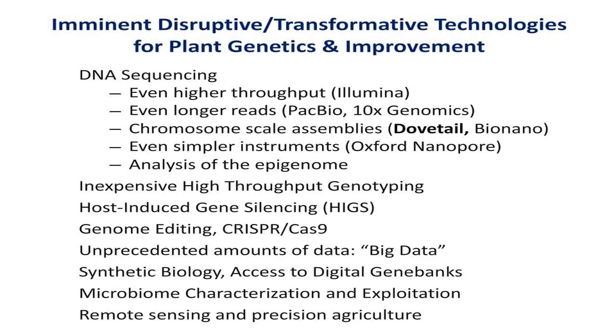We're getting even simpler instruments like the Oxford Nanopore. And that's opening up the ability to look at epigenomics, which up to this point we've been somewhat ignoring because we didn't really have the technology to be able to analyze it. And then those top characteristics are really our ability to characterize variation. And then, of course, we can actually do something about it using the genome editing technologies.